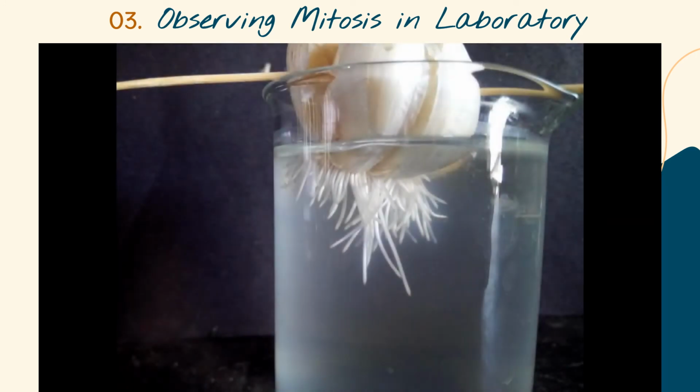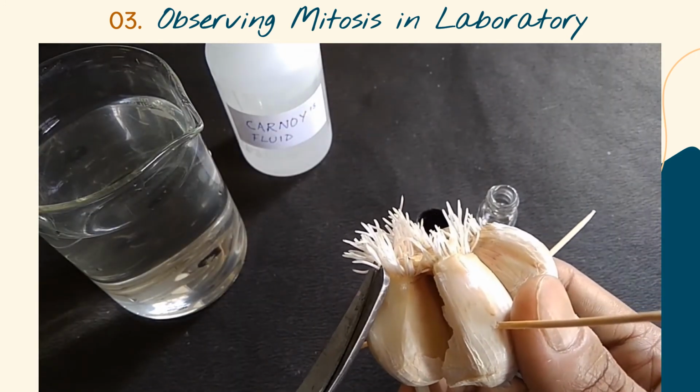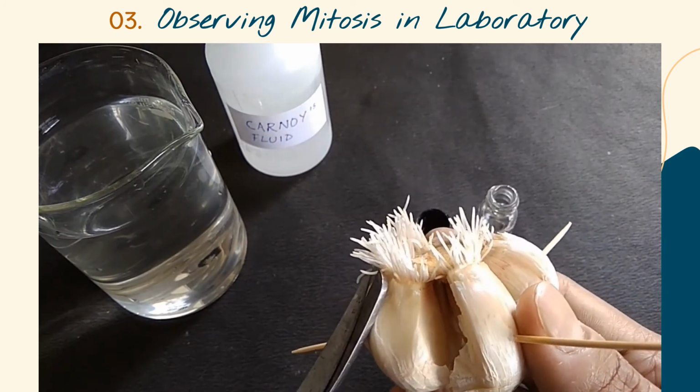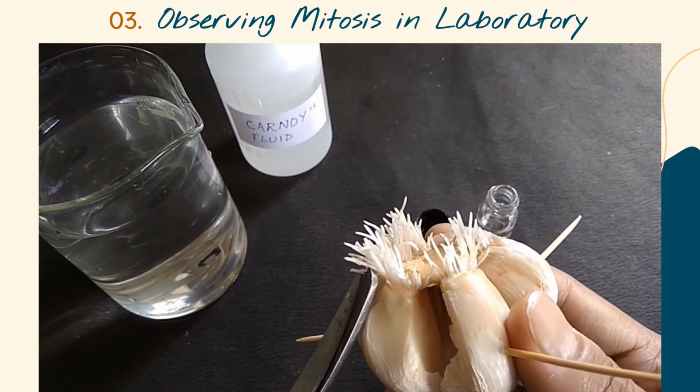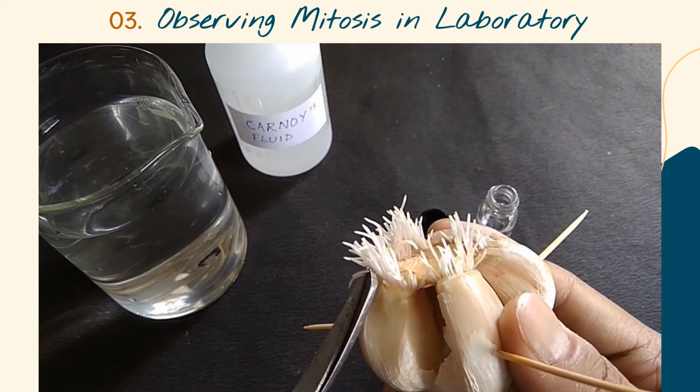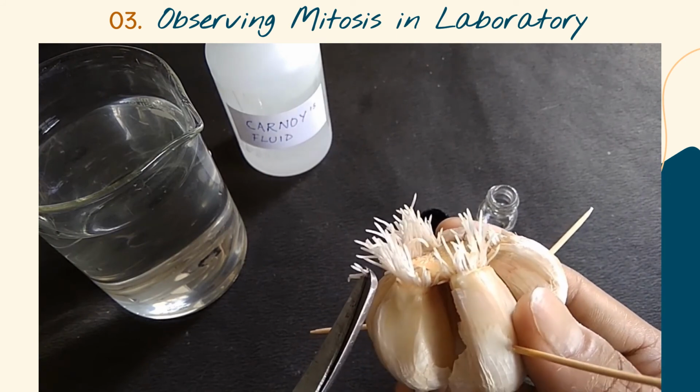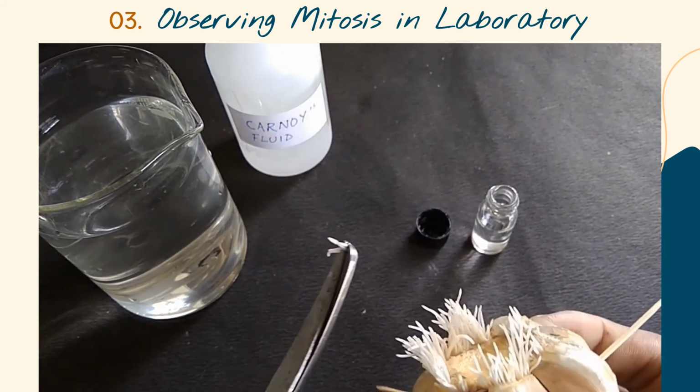Once the roots have grown about 2 to 3 centimeters, cut out 1 centimeter of root tips and transfer them into a tiny vial containing Carnoy's fixative fluid. Carnoy's fluid fixes the DNA of the root tip cells. Leave the roots in the fixative for about 48 hours.